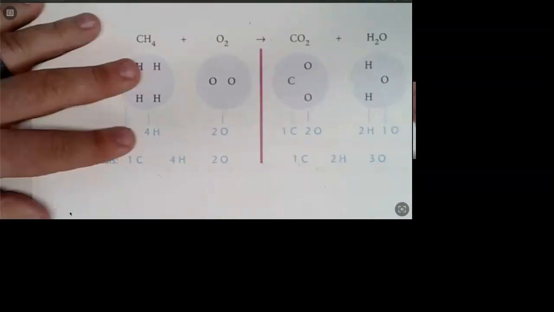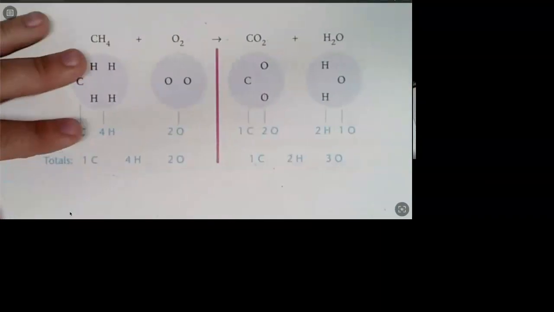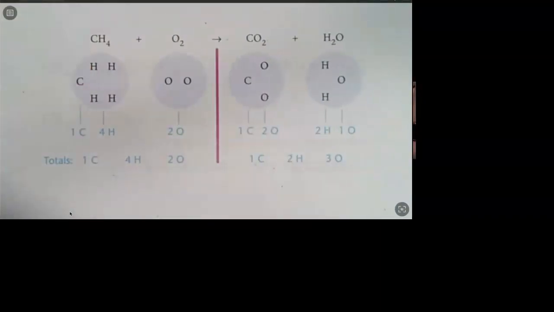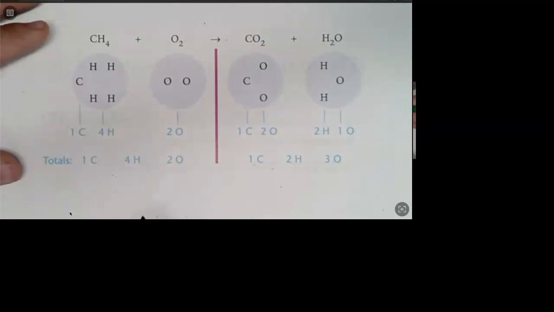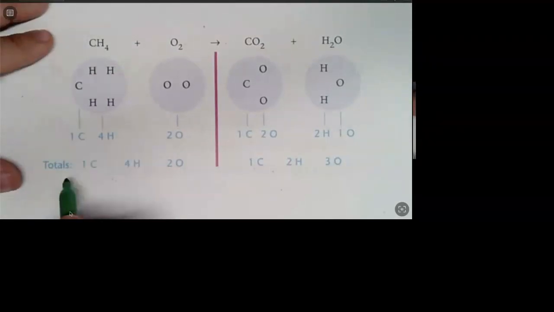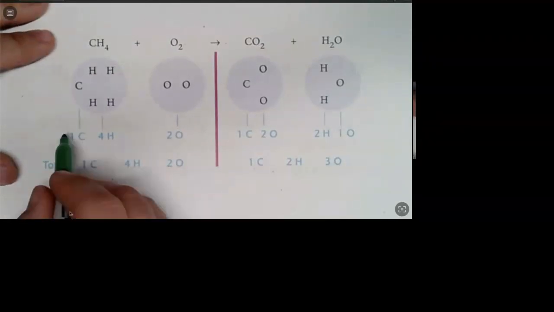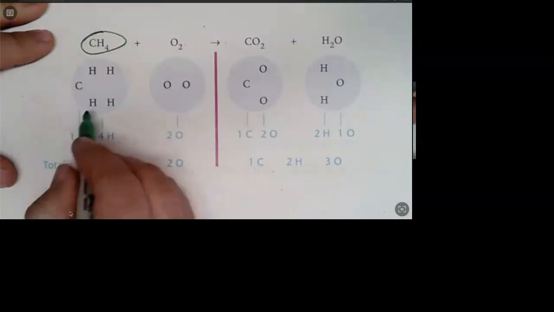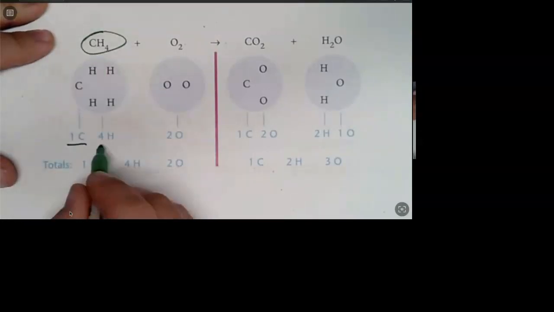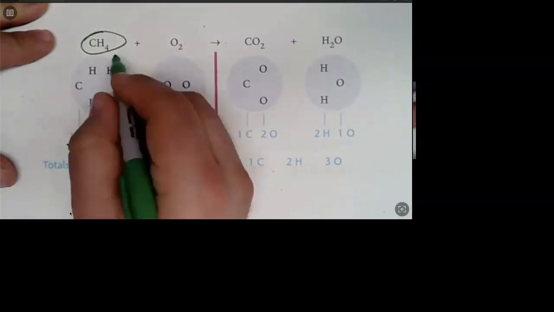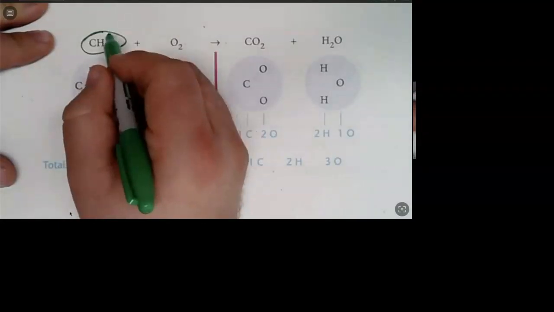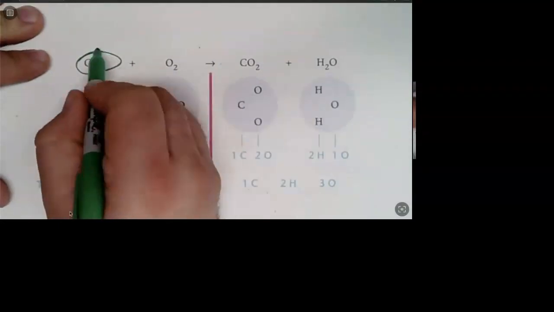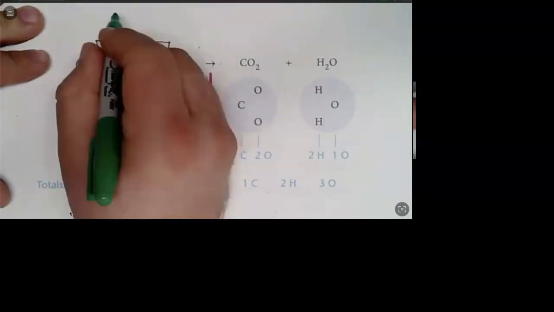Excellent. Now, here's how a chemical reaction works. A chemical reaction, like I said, is just a rearrangement of elements. On this side, we have 1 carbon and 4 hydrogens. Right now they're together. And what I've done is I've broken up the reactants. Remember, these are reactants.